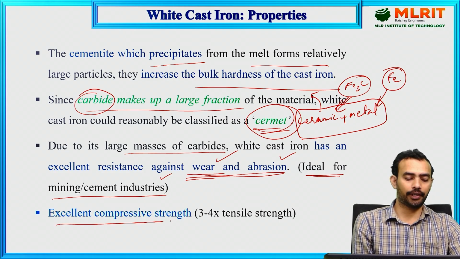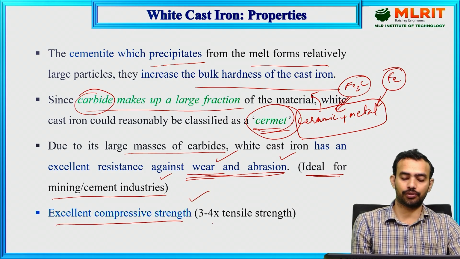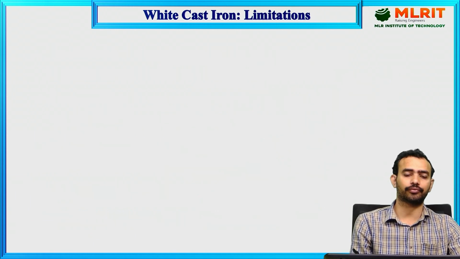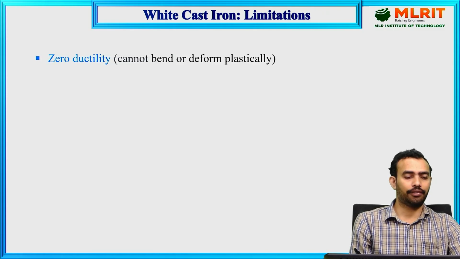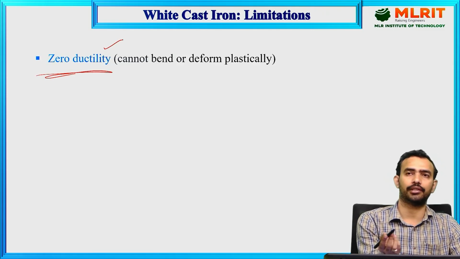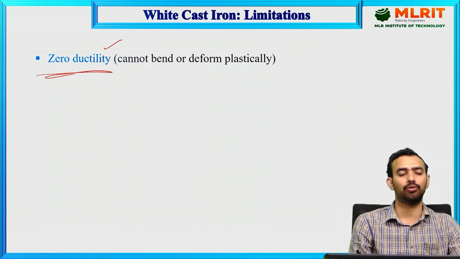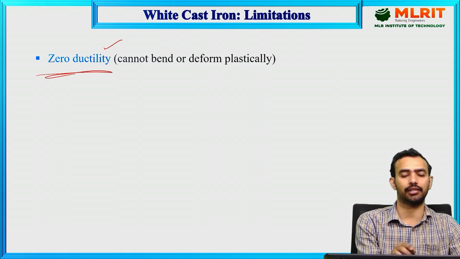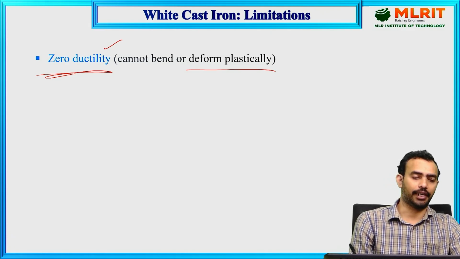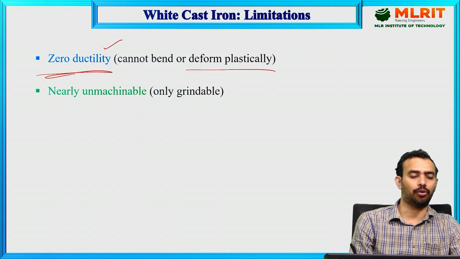They also offer excellent compressive strength, which is 3 to 4 times higher than the tensile strength. They also have limitations, such as ductility, since it is a very hard material. So ductility is very low. It will not bend, nor deform like a plastic. So catastrophic failure can be expected from white cast iron components.